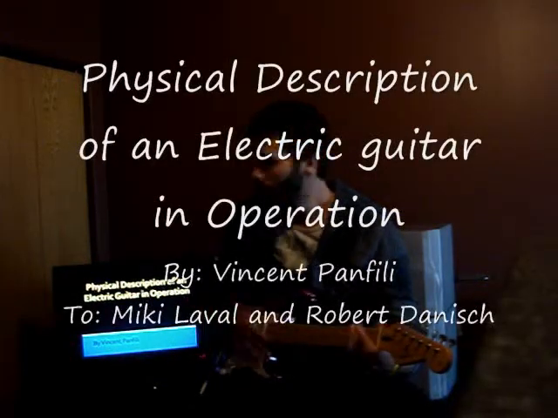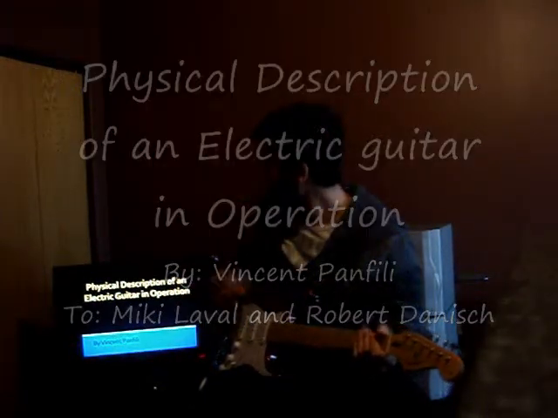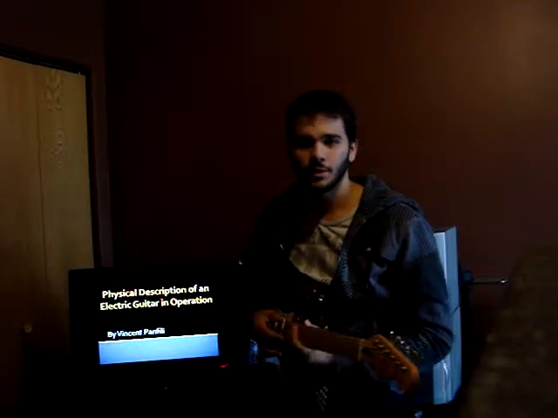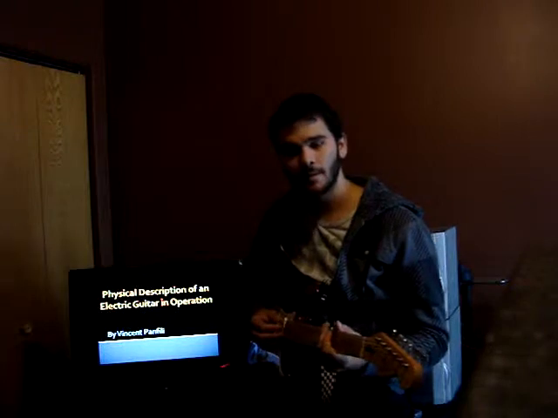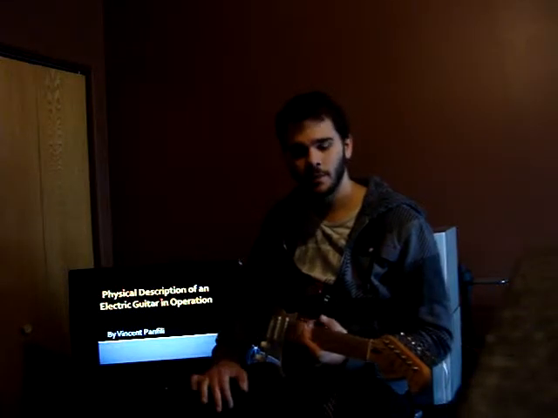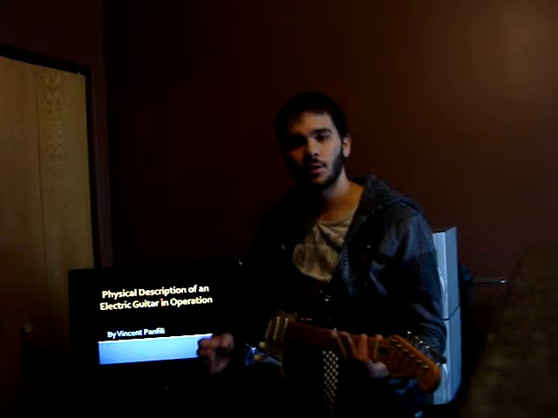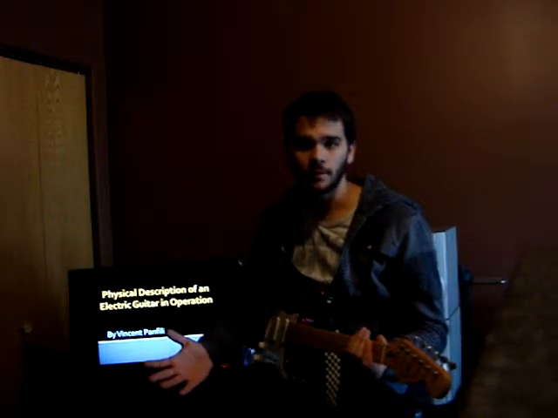And welcome to my room, where today I will be giving you a physical description of an electric guitar in operation. A guitar is a stringed musical instrument which allows us to control the mass, tension, and length of a guitar string to produce specific standing waves along the strings. The vibration of these strings then produces sound waves.